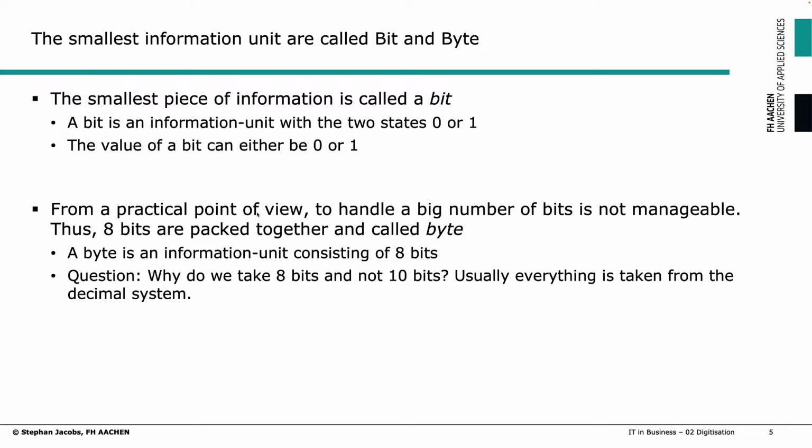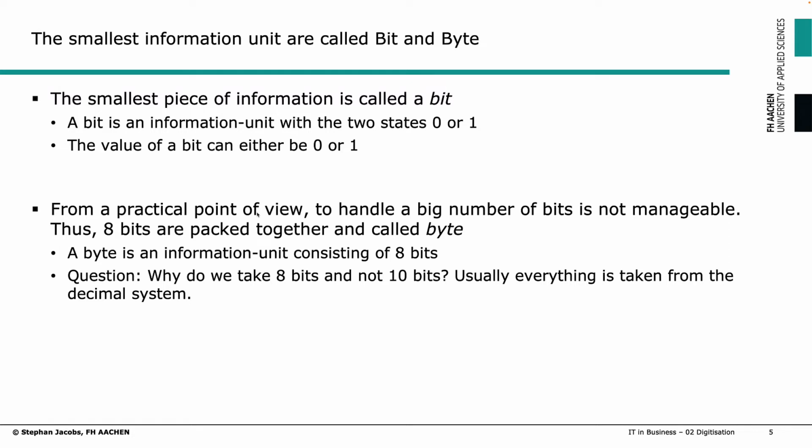The smallest information unit is called a bit. So a bit is just some kind of memory which can only have a value of 0 or 1. This is the smallest unit of information which exists. Less information is not possible.